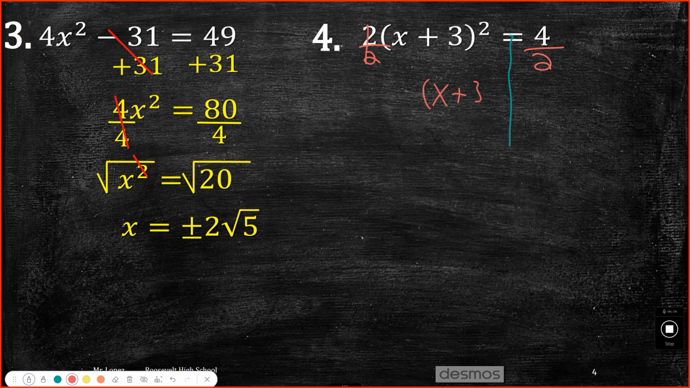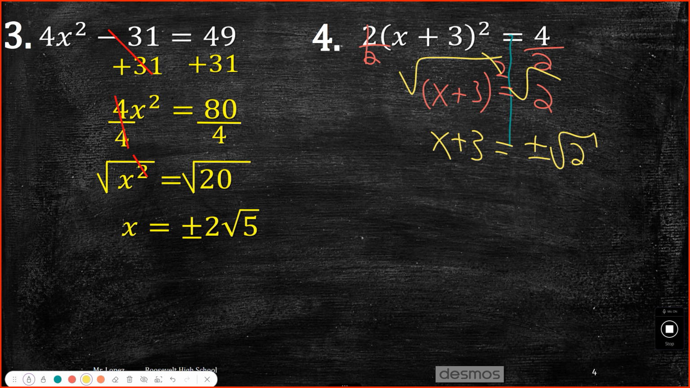X plus 3 squared equals 2. Now what do we do? We have to get rid of the power of 2. How do I get rid of the power of 2? Square root it. Whenever you take a square root of both sides, you're going to do a plus or minus. Square root of 2, plus or minus. You always put a plus or minus. Now how do I get the x by itself? Minus 3. And you get x equals negative 3 plus or minus the square root of 2. That is the answer right there.